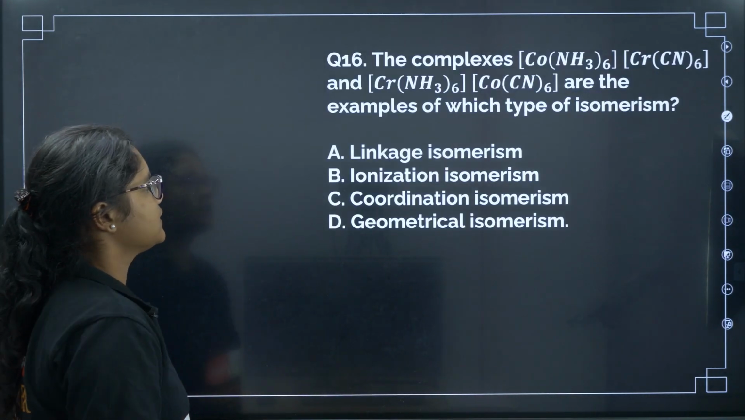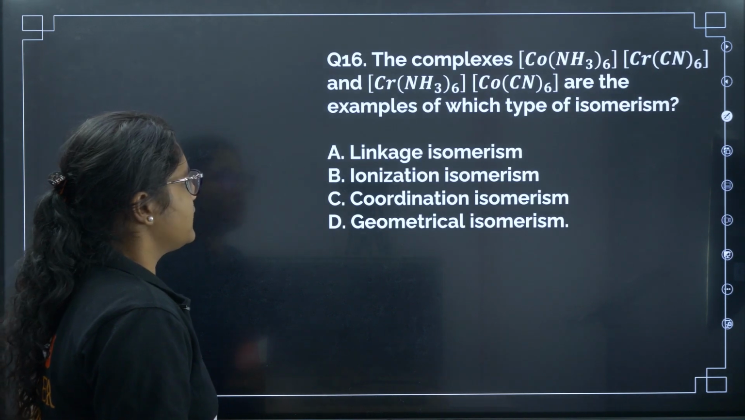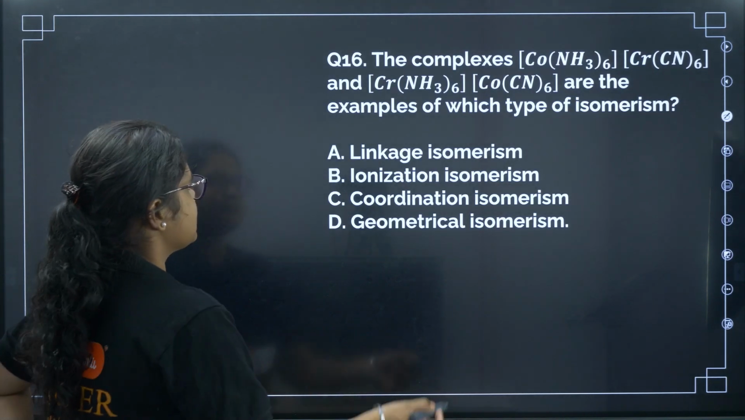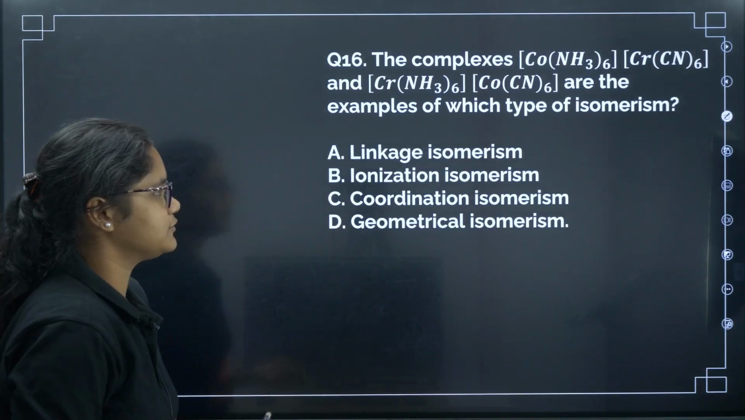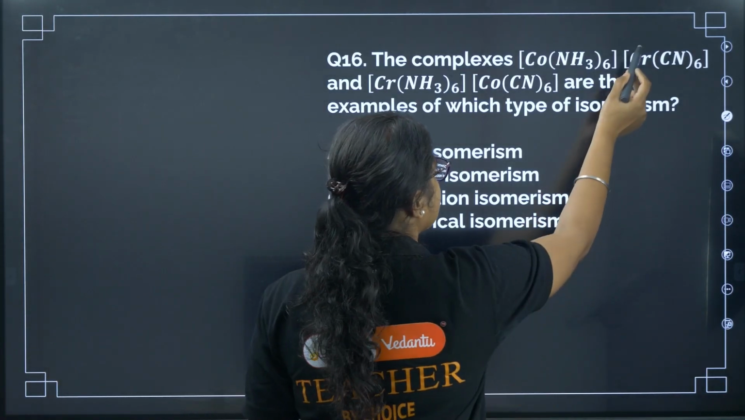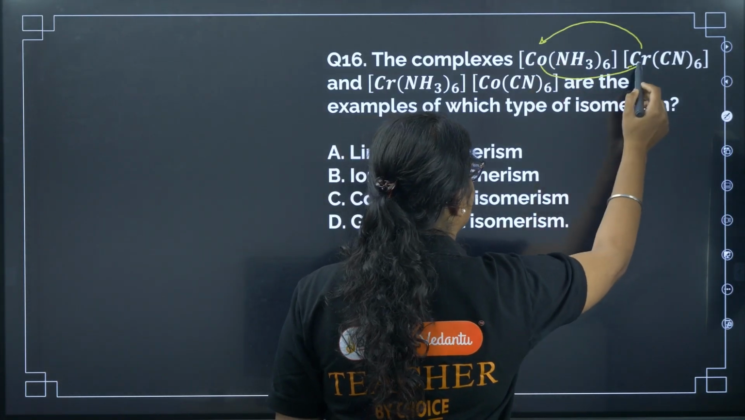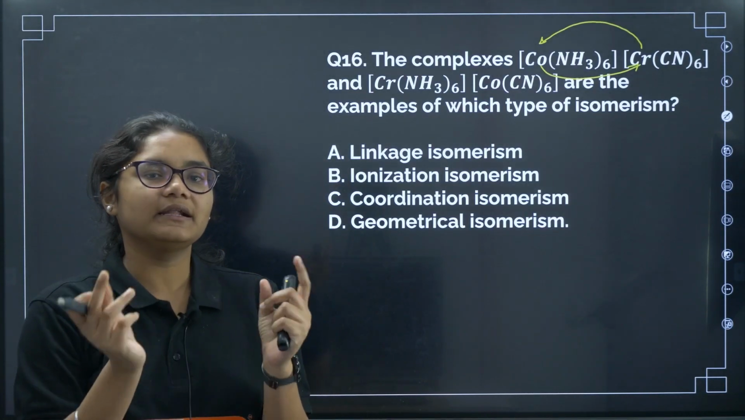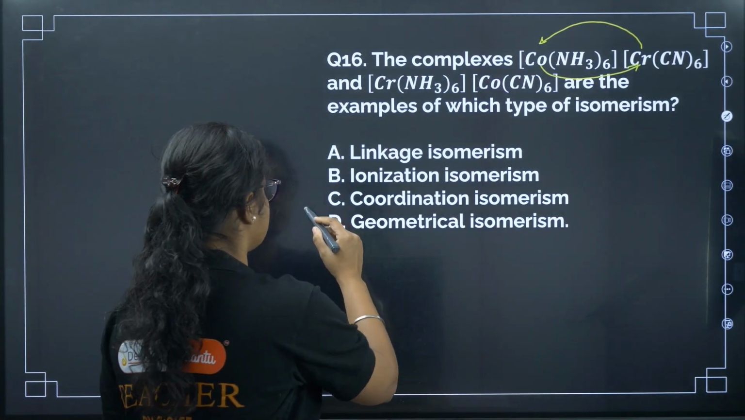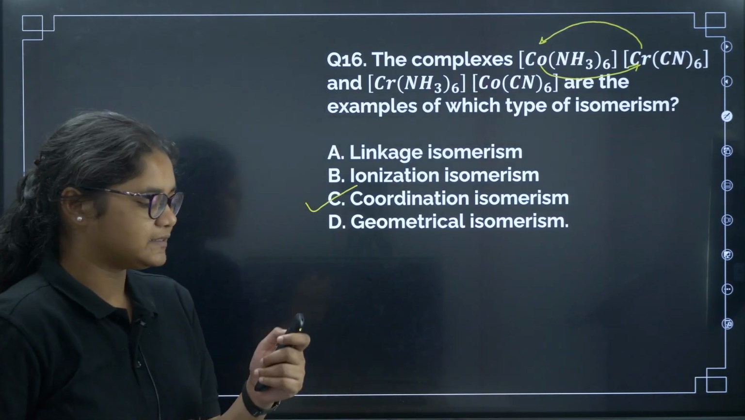Okay, next question. The complexes [Co(NH3)6][Cr(CN)6] and [Cr(NH3)6][Co(CN)6] are examples of which type of isomerism? So what has happened, if you see, this has come here and this has come here. So these are your coordination isomers, where the metals can exchange. The correct answer for this question is option number C.